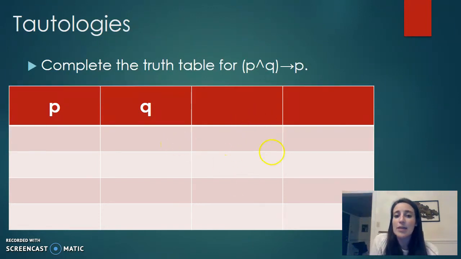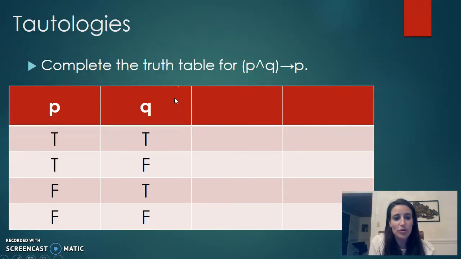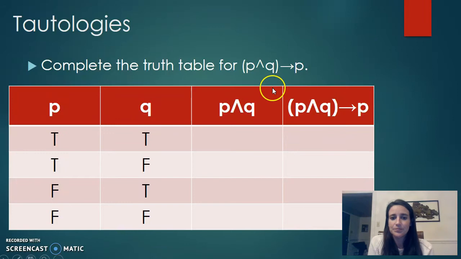Let's complete the truth table for P and Q implies P. So we're going to start off with the statements P and Q, and we know what those truth values look like. Then we'll need a column for P and Q, and a final column for P and Q implies P. So recall that P and Q is only true if both P and Q are true. So that will happen in row 1.